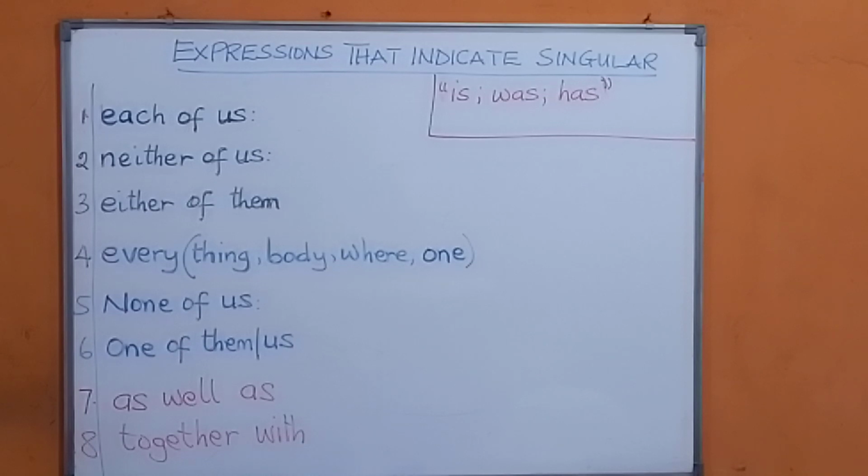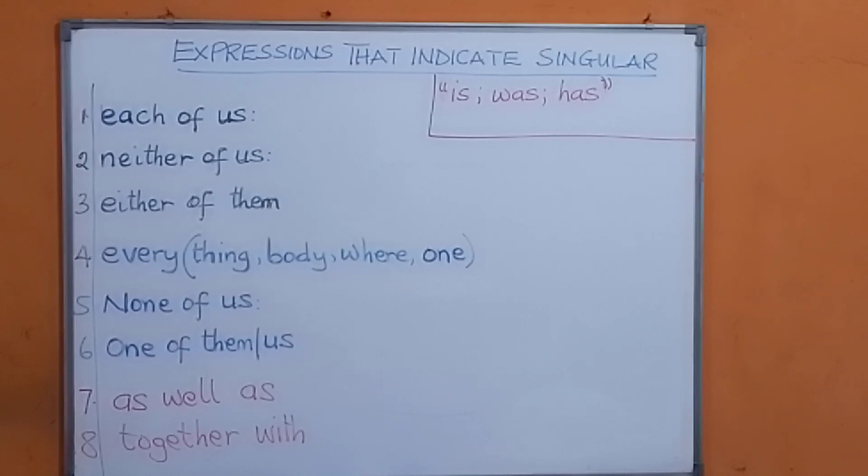So the president as well as the secretary is returning today. Anastasia with her friends was there. Rice together with beans is the preferred mixture for me. Rice together with plantain and beans gives a wonderful meal.